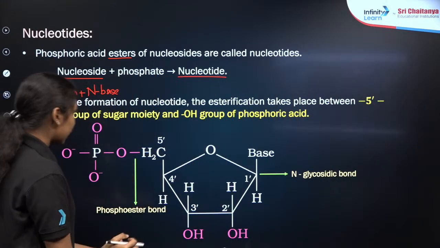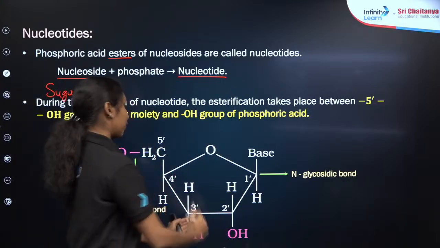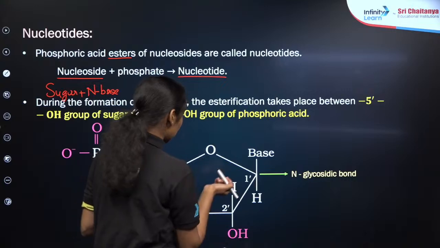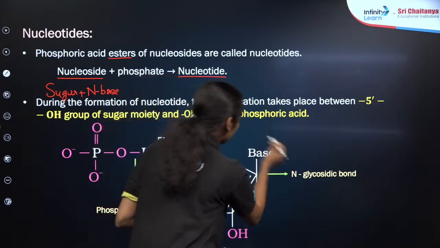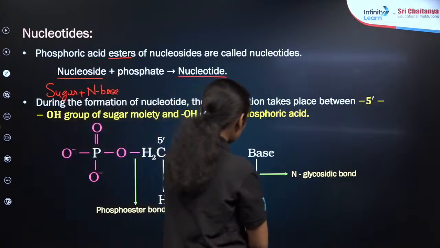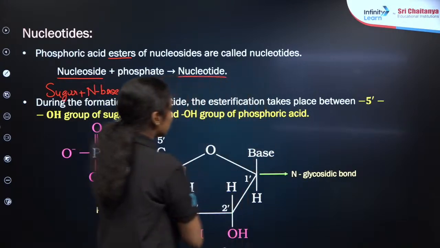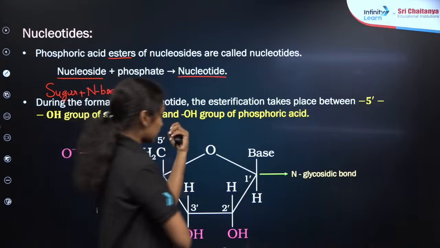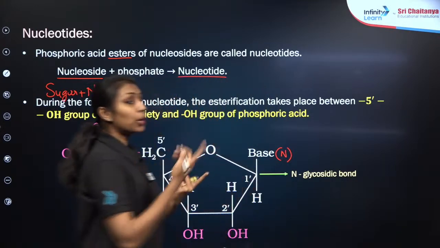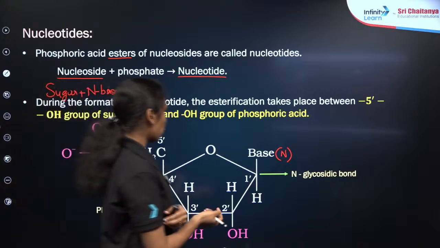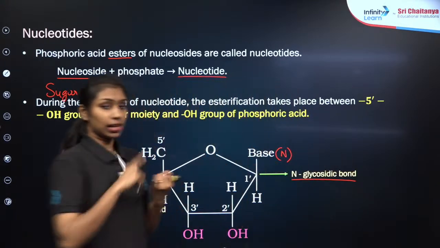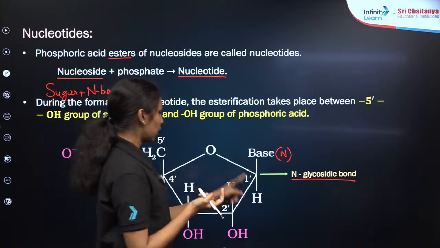As you can see over here, this is our sugar, this is our pentose sugar, whether it may be ribose or deoxyribose sugar. This will be our nitrogen base, any of the purine or pyrimidine bases. In the case of the base, there will be the nitrogen that is combining with the first carbon of the sugar to form an N-glycosidic linkage, which is formed by the release of a water molecule.